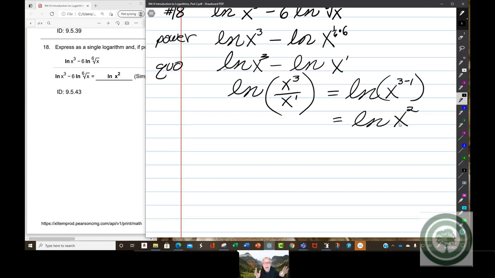And we're supposed to be compacting it, so I'm not going to bring that 2 down in front. I'm going to leave it there all nice and compacted. You can also do that. Now this is the quotient rule of exponents inside the parentheses. If I stop making extra marks there. This is it.